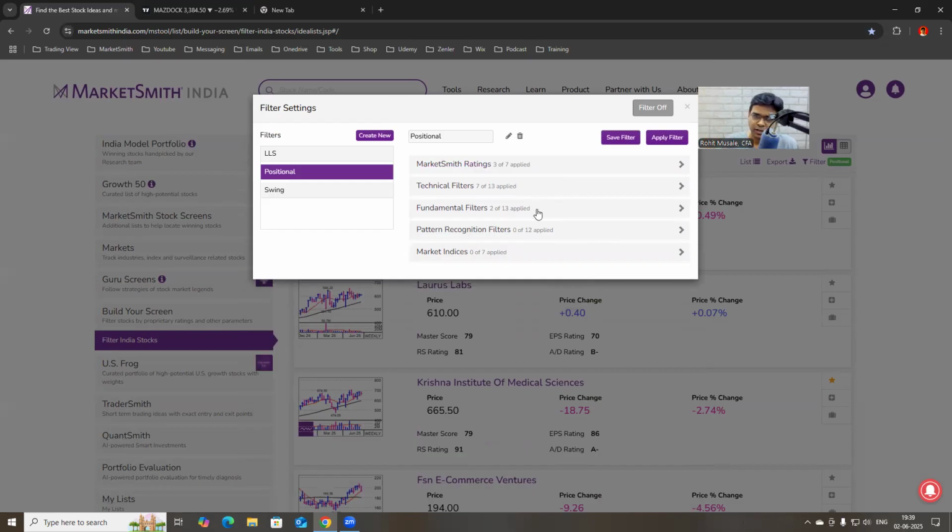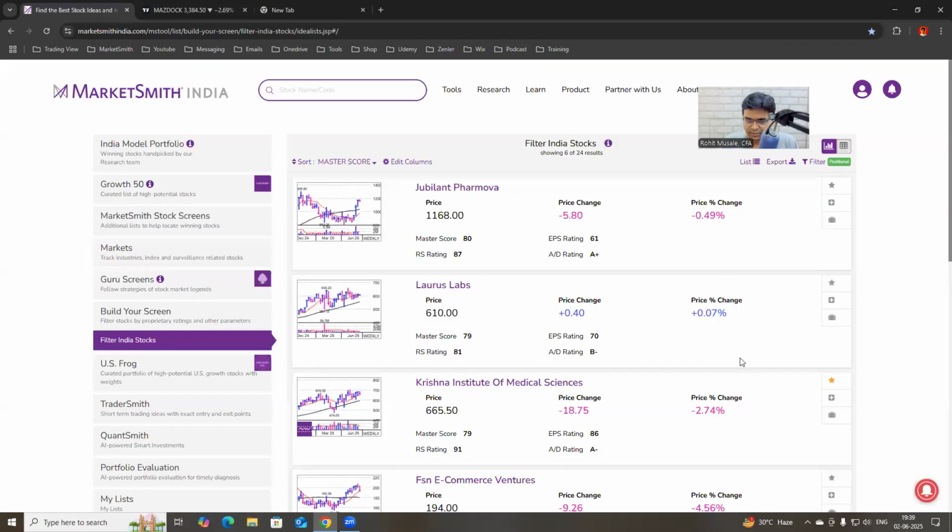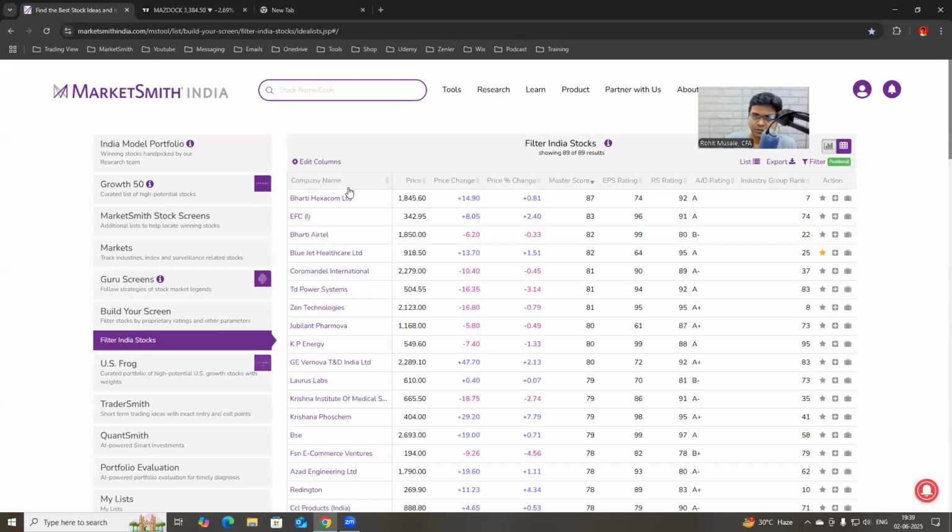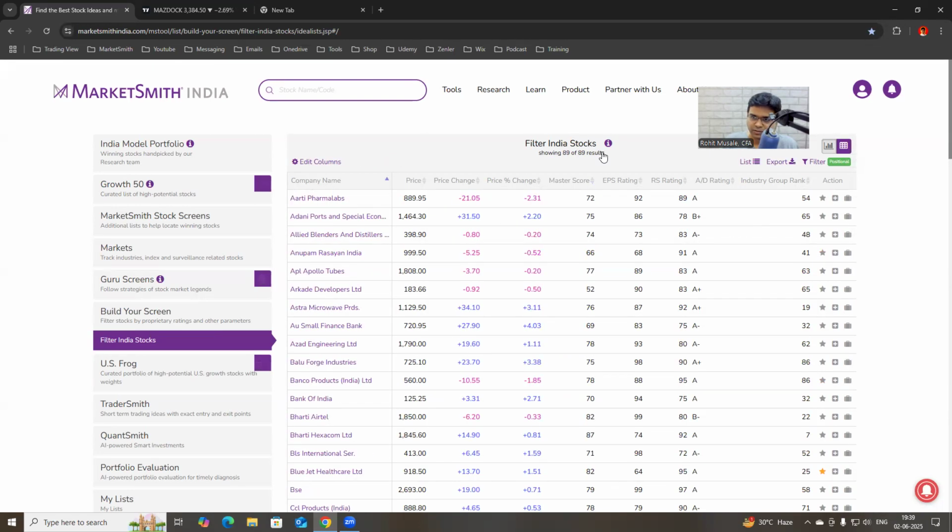For swing trading, you can remove the two fundamental filters. Whatever stocks you get, they may or may not be fundamentally strong, but if they set up well technically, then those can be called swing stocks. Now, if I apply this filter, see how many stocks we get. So we are getting 89 stocks as of end of today's market close. Now this list consists of 4 different kinds of stocks. Okay. Before that, let me show you a chart.